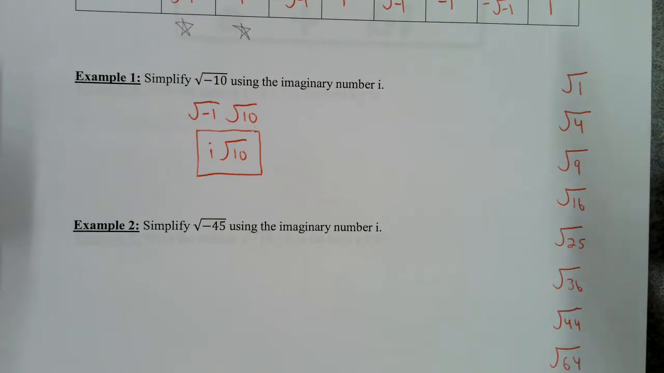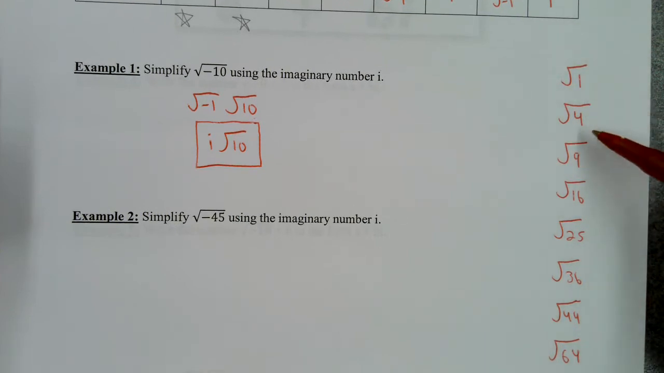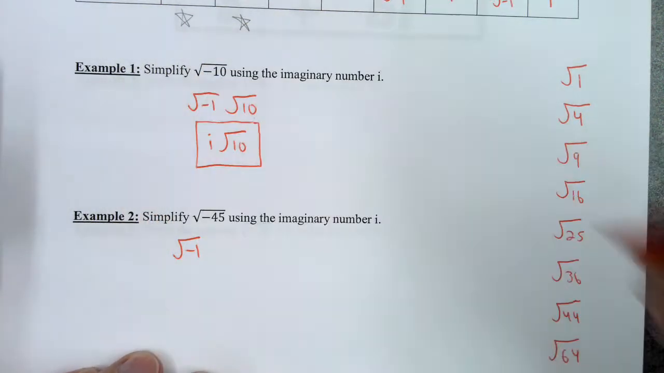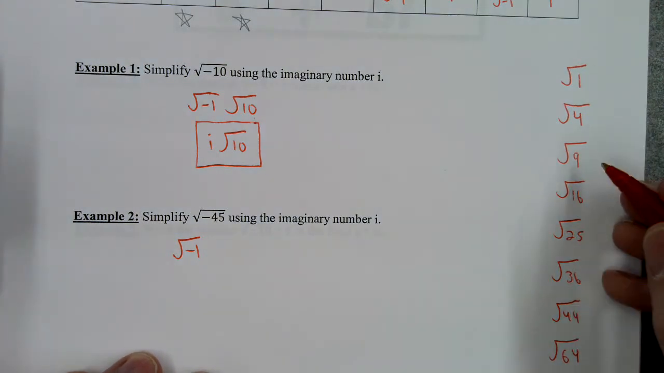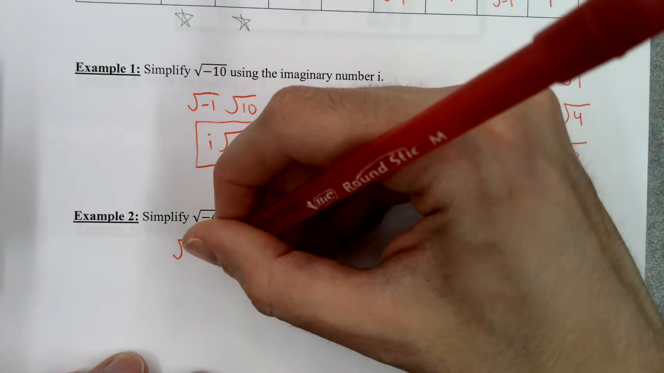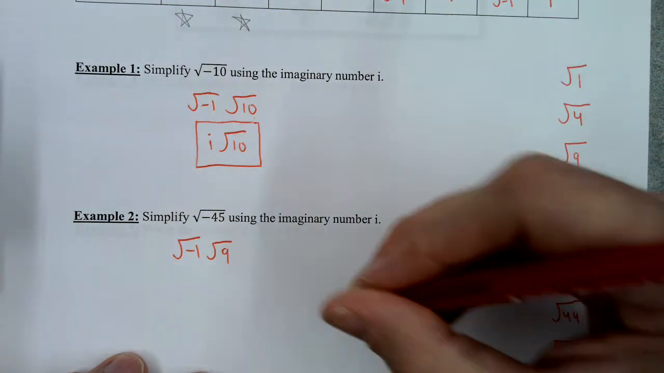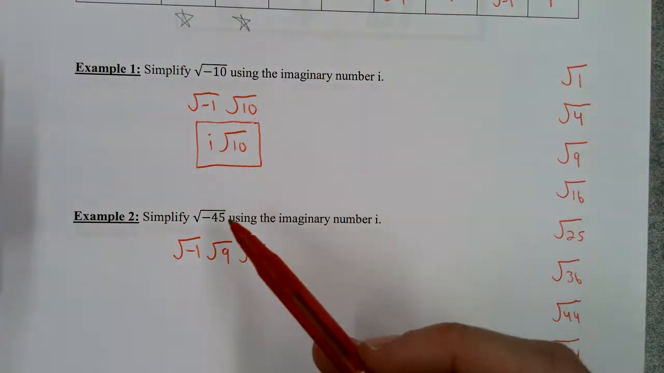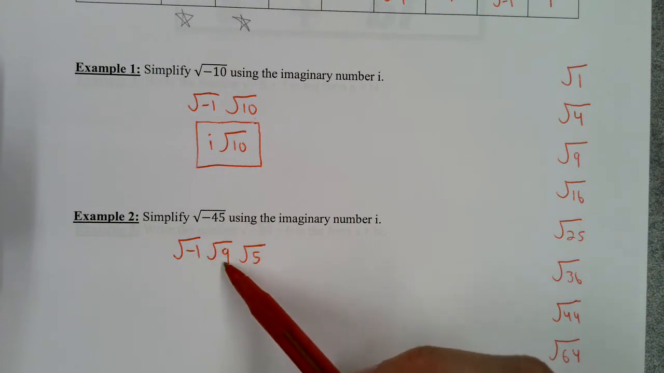Okay? So again, you're going to look at this list of numbers, see if any of these numbers are factors of 45. And 9 is. First I'm going to take out the negative 1. And then I said 9 is a factor of 45, and 9 times 5 is 45. So I'm going to break apart the square root of negative 45 into this times this times this.